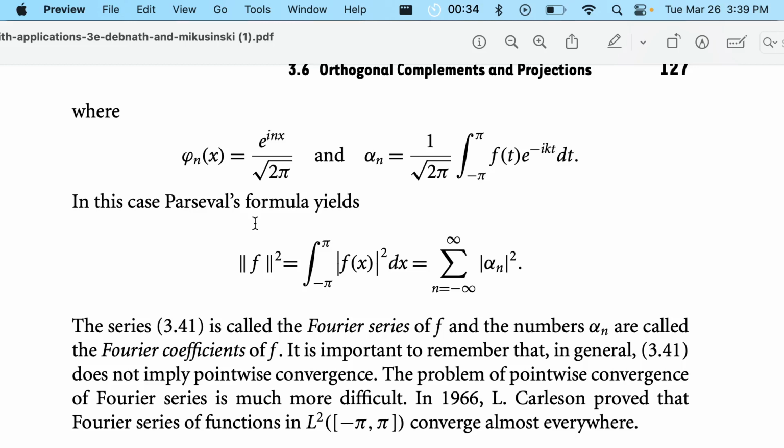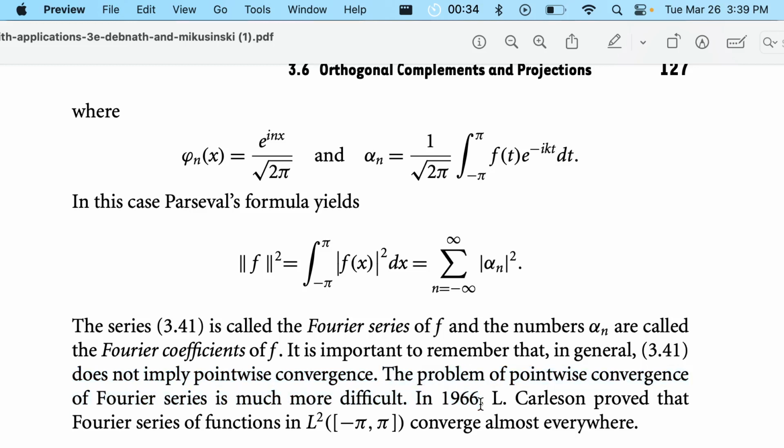But the fun fact I wanted to show you is that it is important to remember that in general, equation 3.4.1, the convergence, does not imply pointwise convergence. So we have L2 convergence. On average, they converge, but maybe there are a lot of points where they don't converge, right? The problem of pointwise convergence is much more difficult, and it was only proven in 1966.